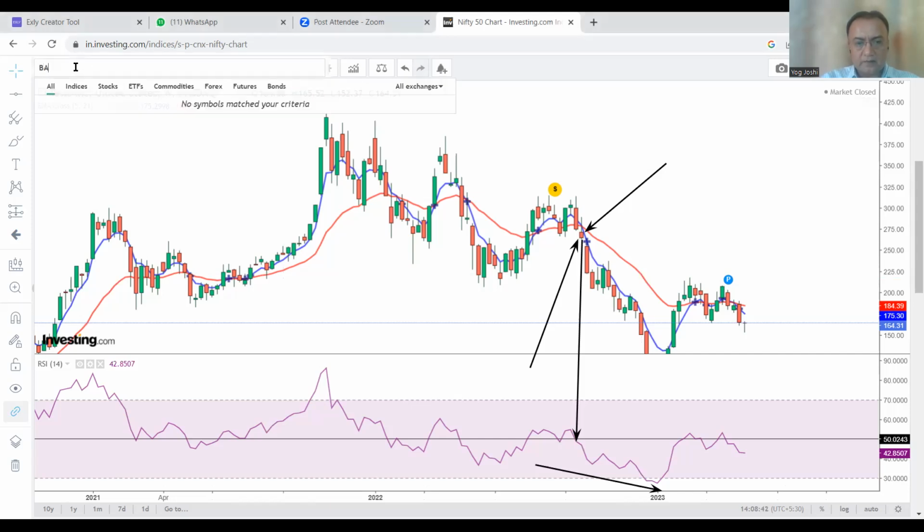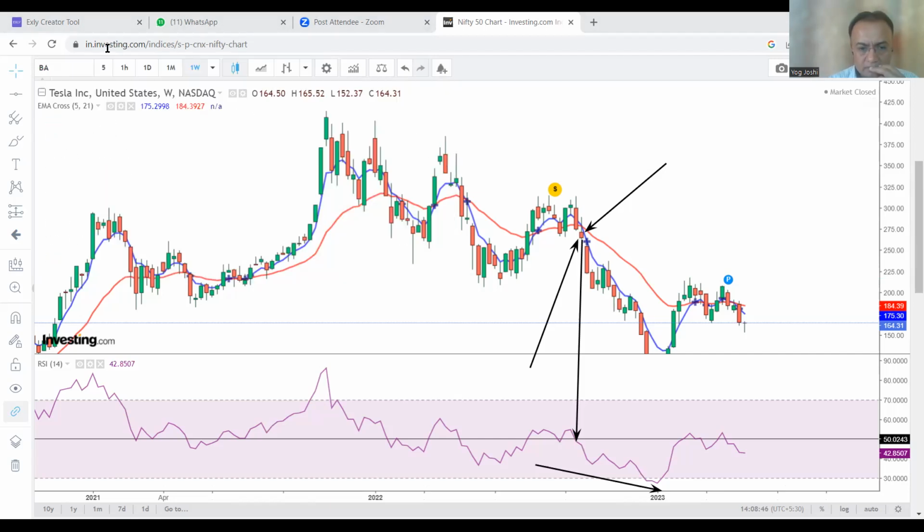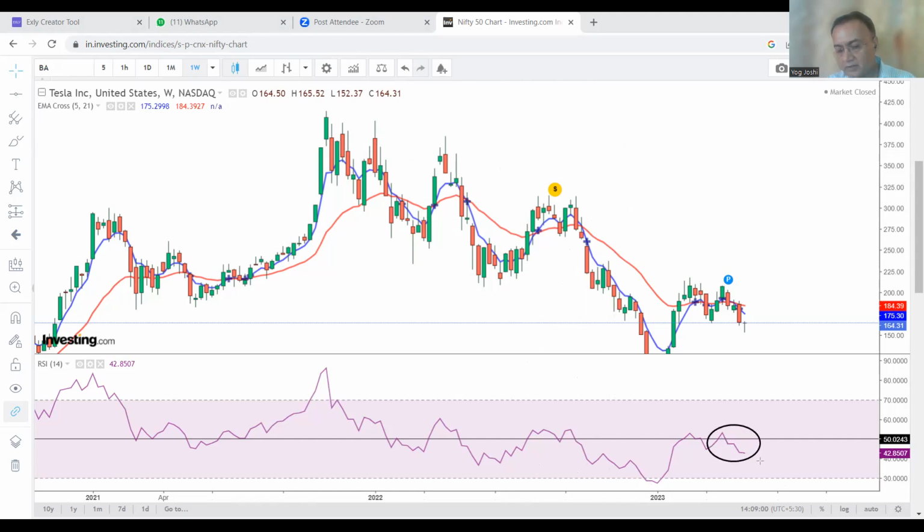Sir, one question. Based on what you explained, if you see the last closing, this means it is in a downward trend, because the red line is above, the blue is below, and the RSI is also in a downward trend. Yes, clear cut downfall, negative sentiment.